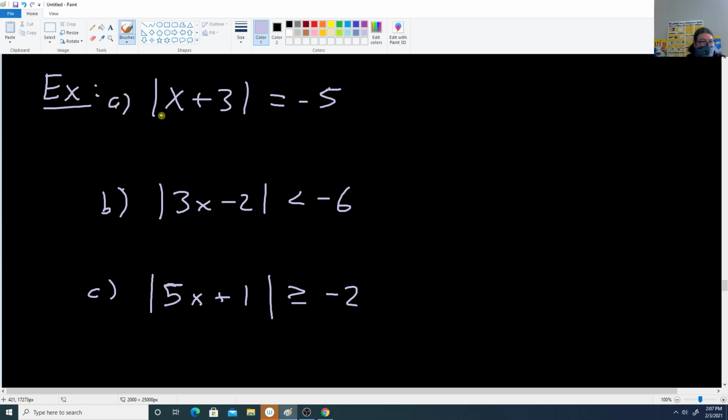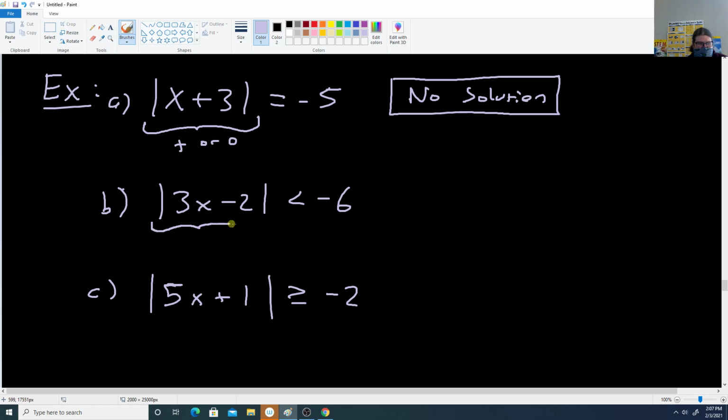If you remember, absolute value of stuff will always be positive or 0. So we're saying, when is something that's positive or when is something that's 0 equal to negative 5? Positive numbers never equal negative 5. 0 is never equal to negative 5, so this is no solution. Never is true.